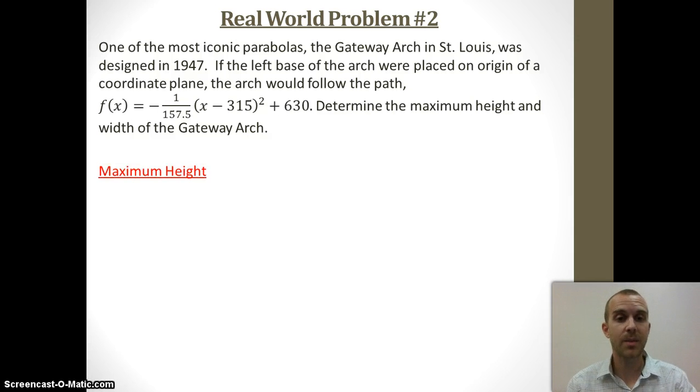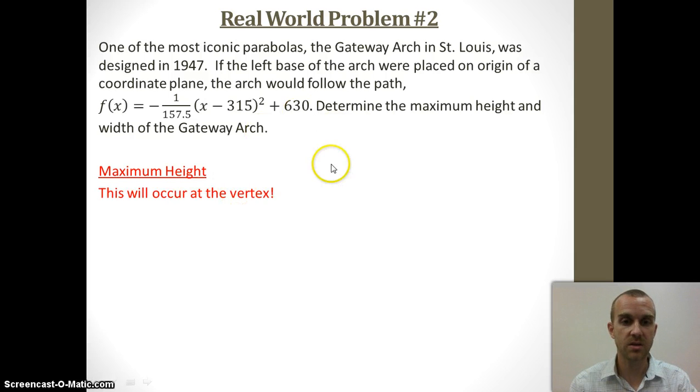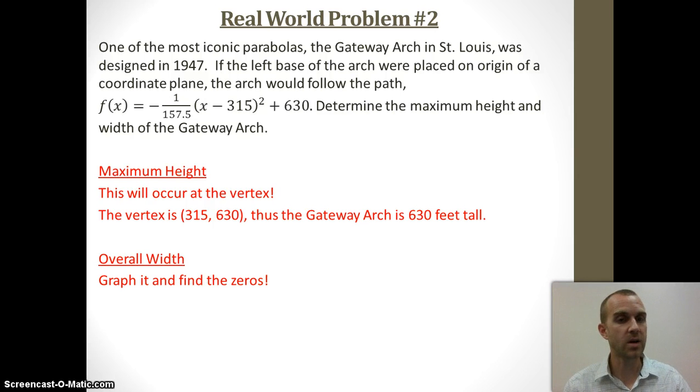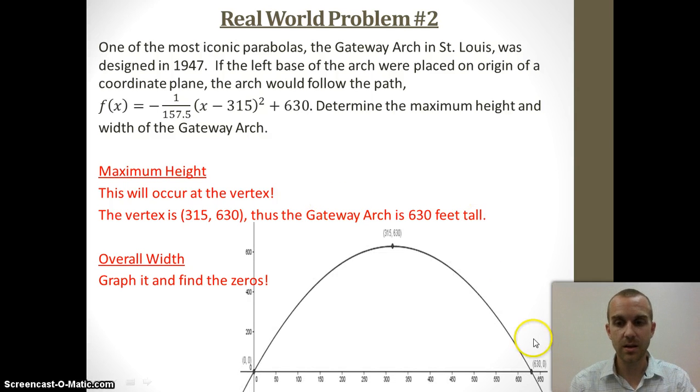We know that the maximum height is going to occur at the vertex, and this happens to be in vertex form, which makes that very simple, because we have our vertex of 315, 630, so we know it's 630 feet tall. Now, to find the width, we need to find our two zeros. We know one is at the origin, and we need to find the other one. So we could graph it, and we would see that it comes at 630, 0.